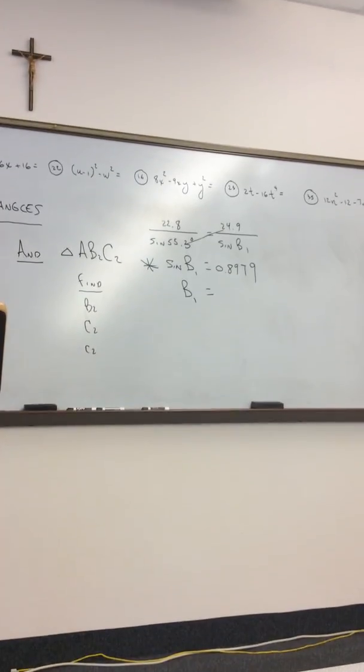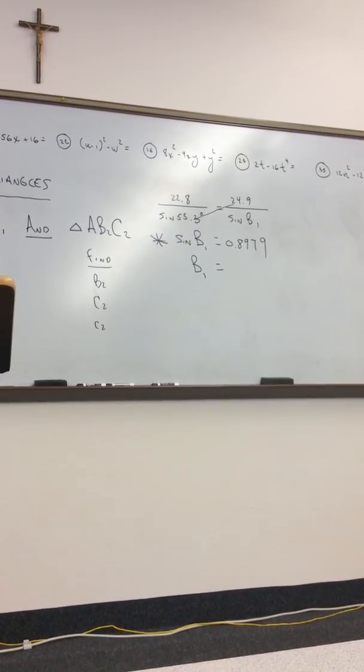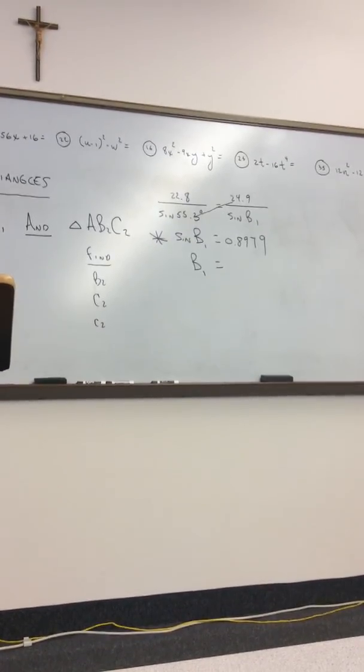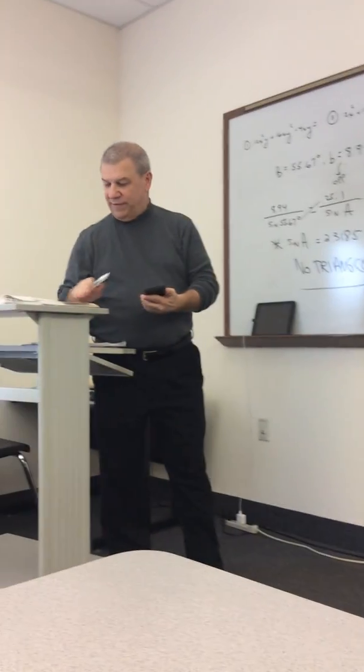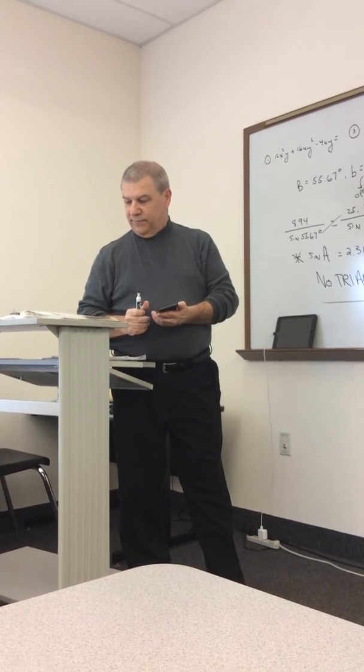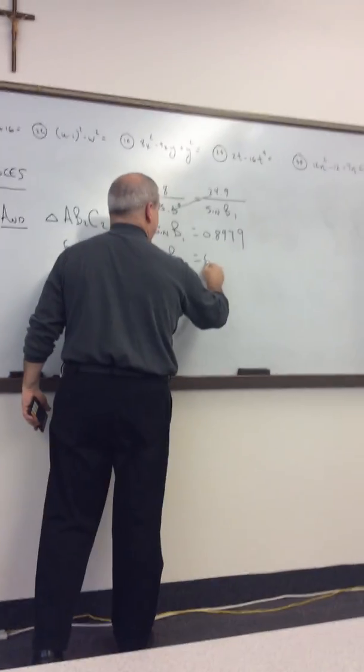Okay, go in. Now, you got the decimal in your calculator. Don't wipe it out. Go inverse sine of that. What do you got? What's the angle? 63.9.